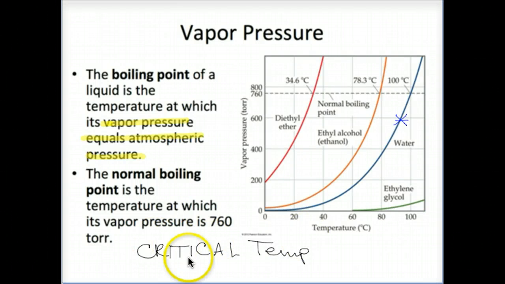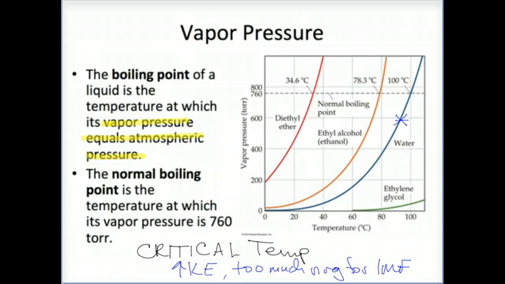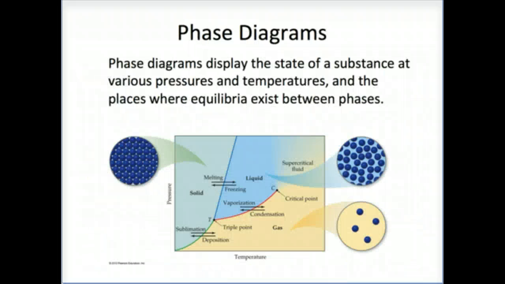And at this critical temperature, no matter how much pressure I apply, the particles have way too much kinetic energy for any intermolecular force to be able to pull it back into the liquid. So no matter how strong the intermolecular force is, the particles literally have too much energy to be able to do that. And where this is most obviously present is when we look at phase diagrams, where we see both solid, liquid, and gas together in one diagram.